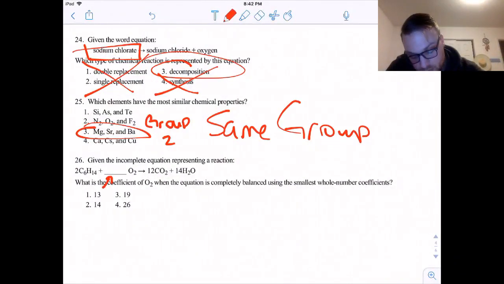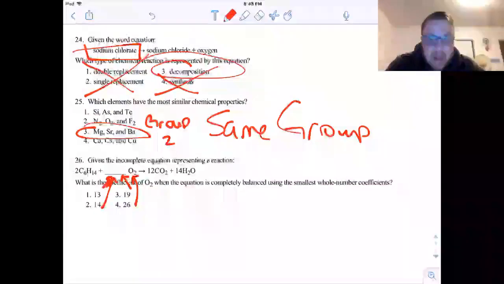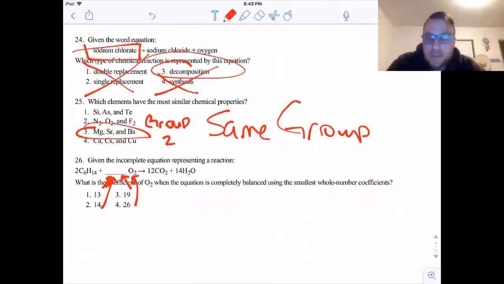Based on everything I see, you have 12 times 2, that's 24 O's there. 14 times 1, that's 14 O's. That's a total of 38. What times 2 is 38? 19.